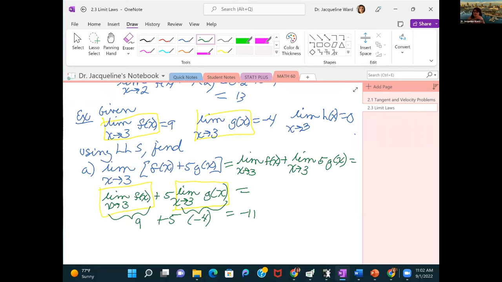Yeah. I missed a little bit, but you do the sum of the limits, right? So this one's equal to 9 and this one's equal to negative 4. How do you know the 5 goes on that side? Why does it start with 5? Is that because... So yeah, that's using that constant multiple law.